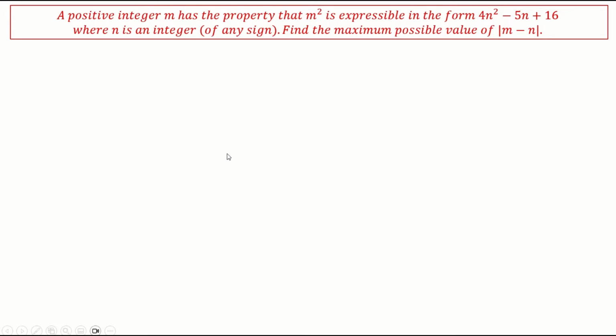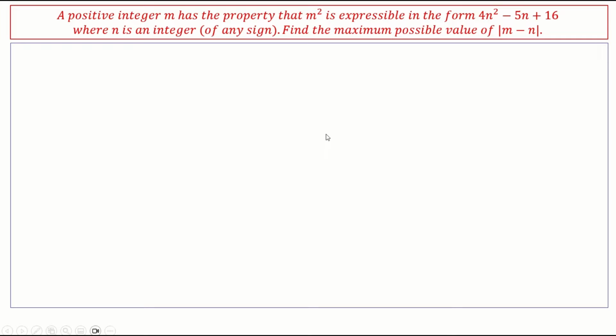First question is, positive integer m has the property that m square is expressible in the form of 4n square minus 5n plus 16, where n is an integer. It can be of any sign. Find the maximum possible value of absolute m minus n. Okay, so this is the question.